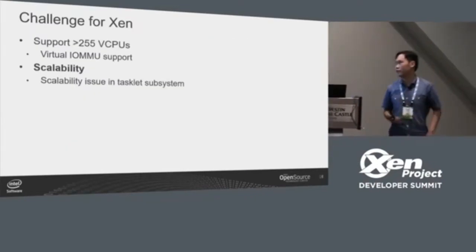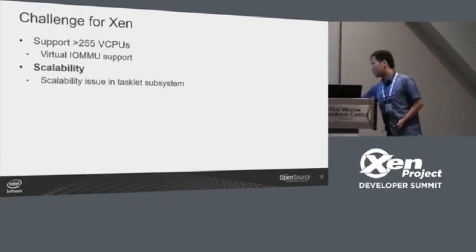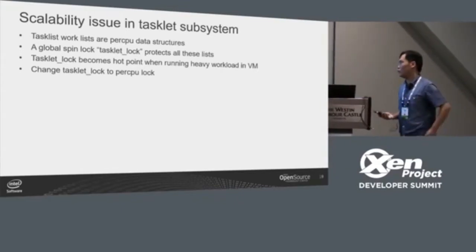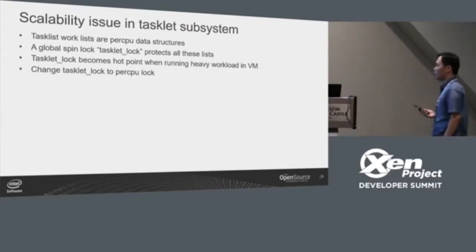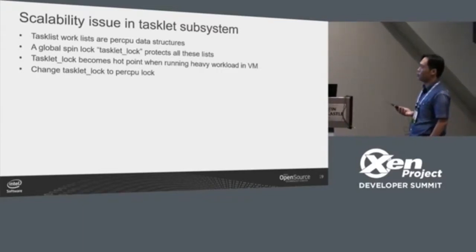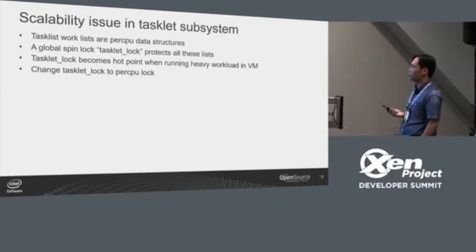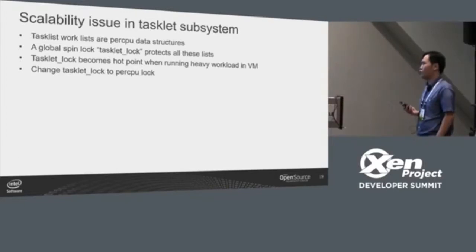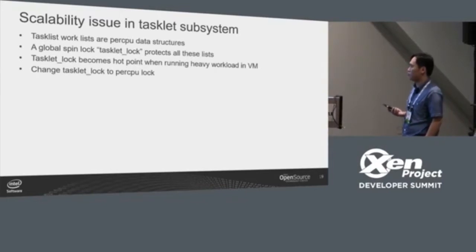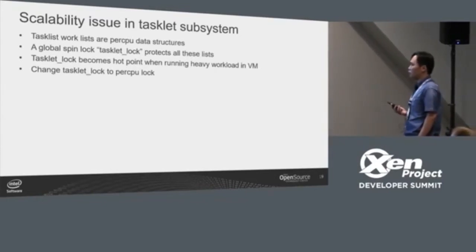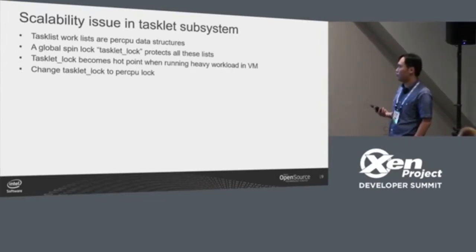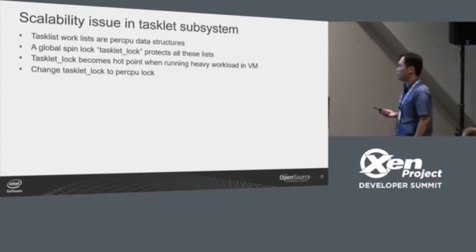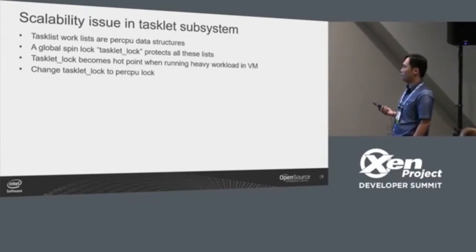The next challenge is scalability. We found a scalability issue when we tested the performance in such huge VMs. The task work lists are per-CPU data structures, but in the current code, we use a global spin lock to protect all these lists. This will introduce a lot of overhead when running heavy workloads in the VM.